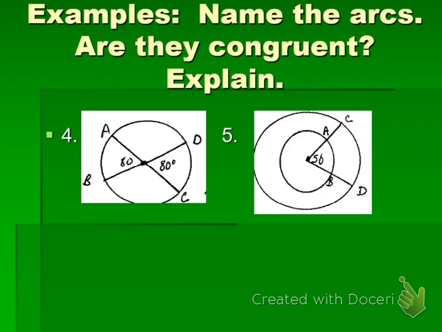On these examples, we have to name the arcs and decide if they are congruent. So I will trace over the ones that I want you to name and decide if they're congruent. We're not necessarily doing every single arc. There are lots of arcs here. So I will trace over them in red. And we will go through and decide after we name them if they are congruent.